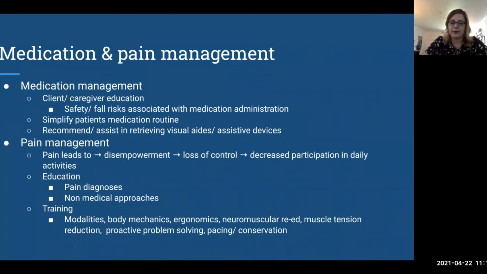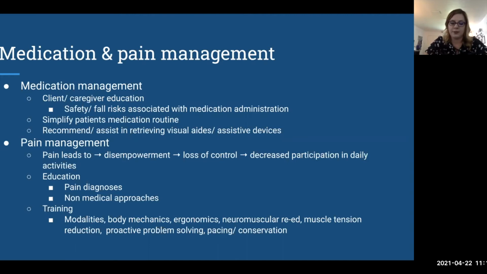So OTs can provide education to the patients and the caregivers on the diagnosis, as well as non-medical approaches such as strengthening programs. And lastly, OTs can assist in retraining a patient to manage the pain. We specialize in modality applications such as heat packs, cold packs, TENS unit, and ultrasound.